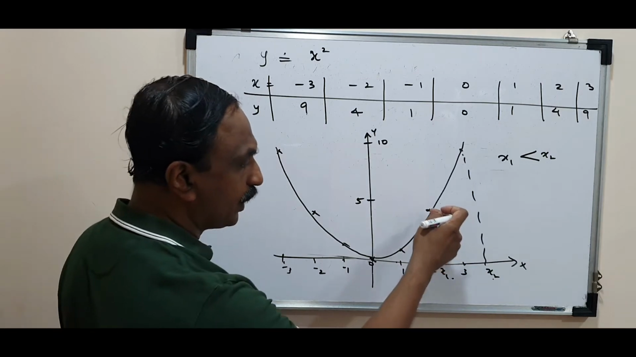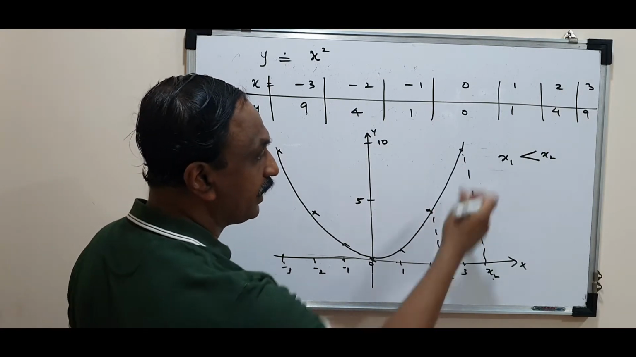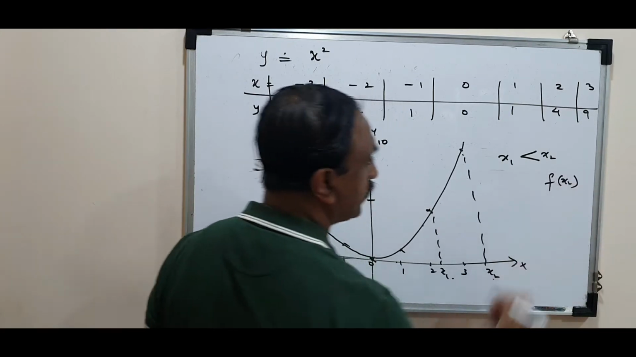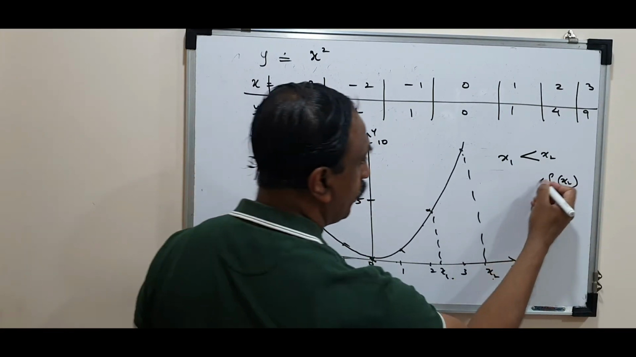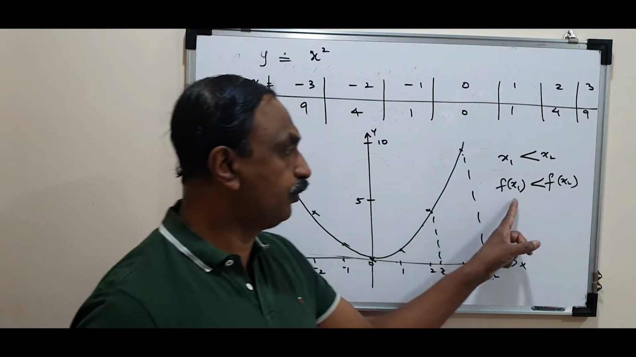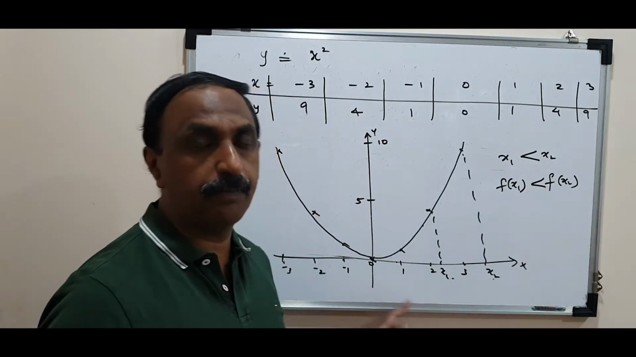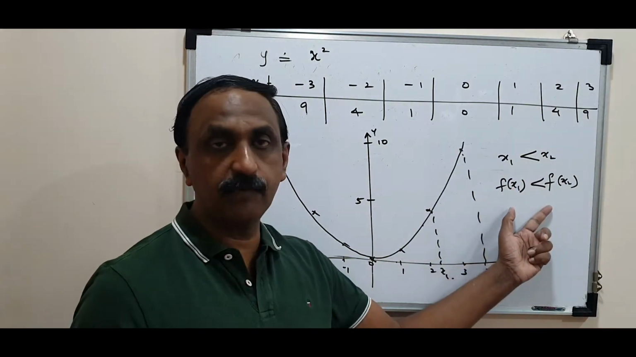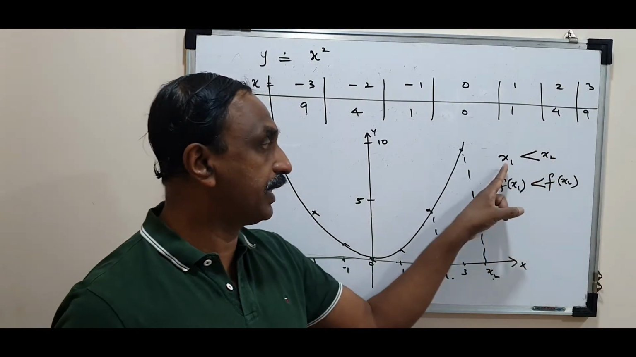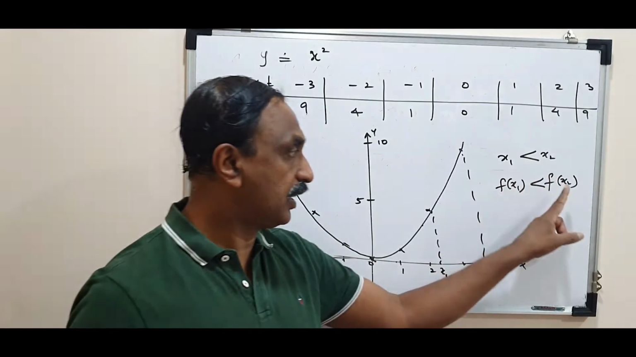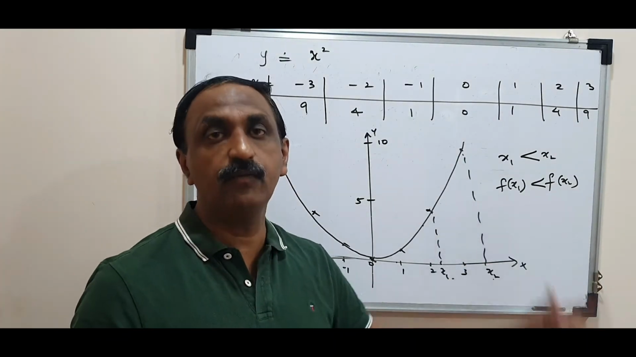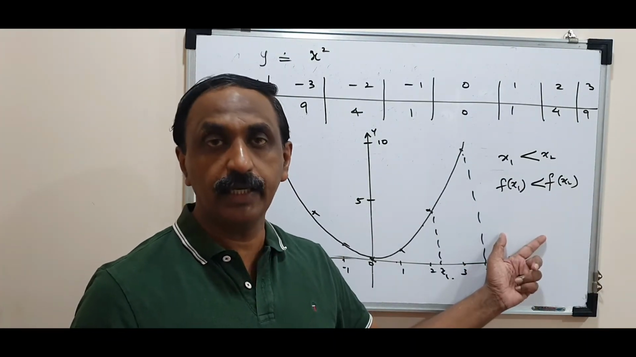Look at the y coordinate: here this much is the y coordinate, here this much is the y coordinate. You will notice that the y coordinate at x2, f of x2, will always be greater than f of x1. If this is true for all points in that particular interval, then we say the function is monotonically increasing. So when the x coordinate is bigger than the other x coordinate, and the corresponding y coordinate is bigger than the respective y coordinate, then we say the function is monotonically increasing.